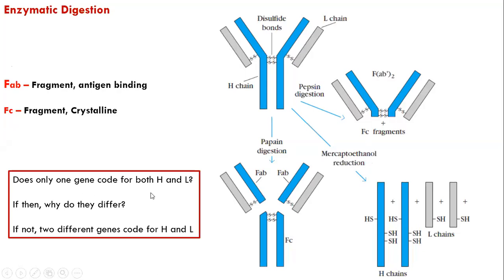Does only one gene code for both H and L? If so, why do they differ in amino acid sequence and in length? If you think that both are coded by the same gene, for example, one antibody completely coded by one gene, and some magic happens, they go through transcription, translation, processing, and they become like this. That is not the scenario, because you are seeing the heterodimers here. A gene cannot code for different polypeptides at any time. It codes for the same polypeptide. So basically, it's common logic or common sense you apply.